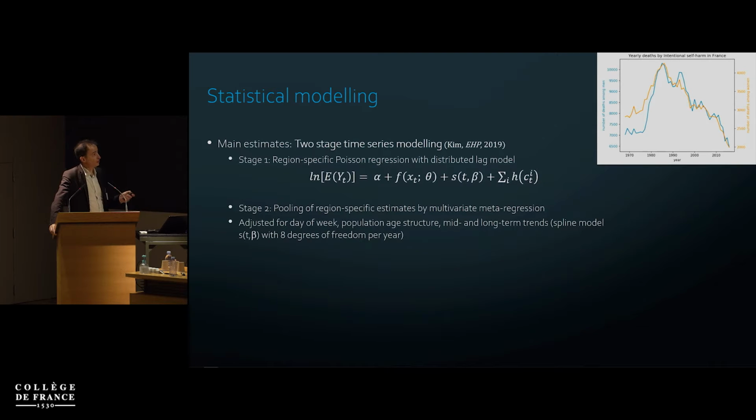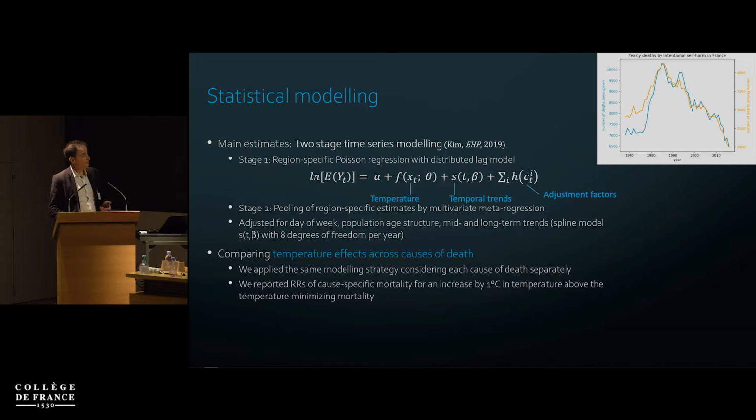We also remove the effect of factors with a known influence on mortality, which includes the day of the week. For example, the suicide rate is not the same on the weekend and during the week. The existence of holidays, and also shorter-term trends, such as those due to infections, that are also controlled by a spline modeling. This is the general model, which has been repeated for each cause of death specifically.